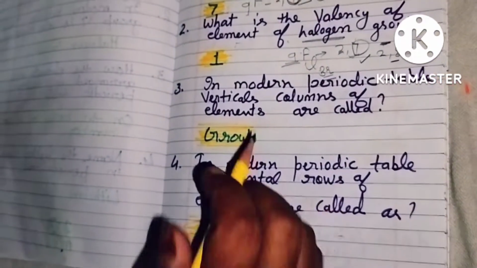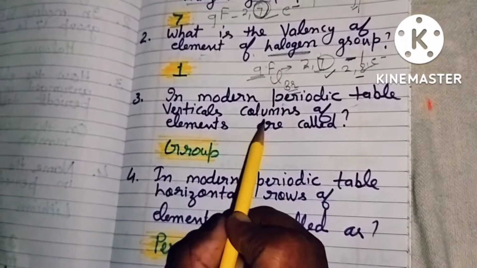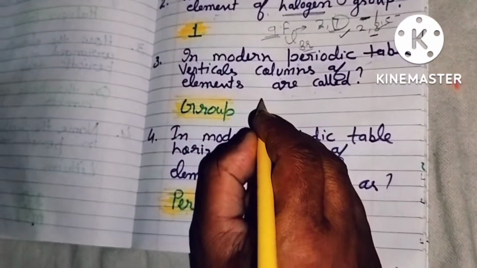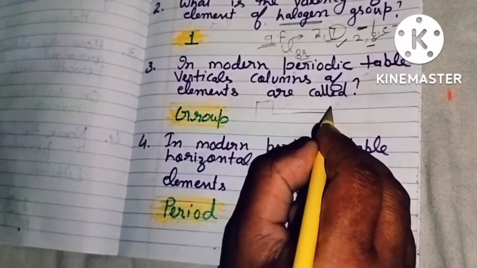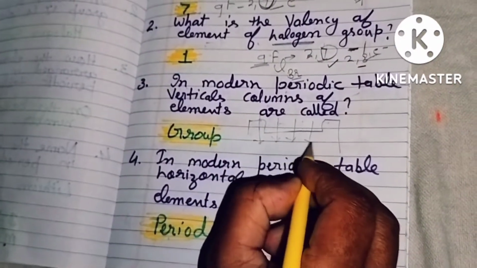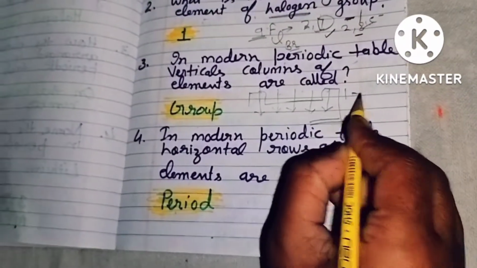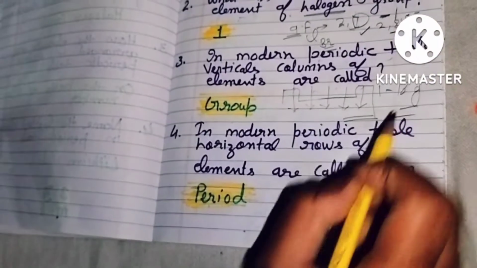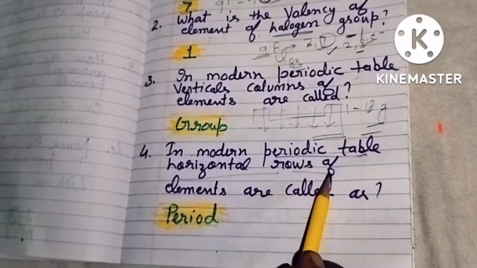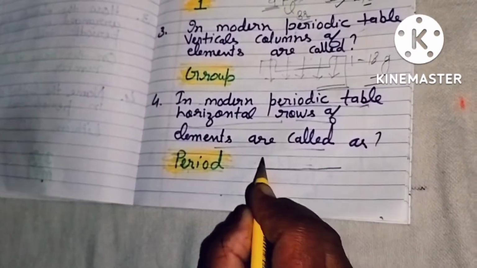Okay, next, in the modern periodic table, vertical columns of elements are called groups. We study in the periodic table that these vertical columns are called groups, numbered 1 to 18. Next, in the modern periodic table, horizontal rows of elements are called, we know, horizontal like this.